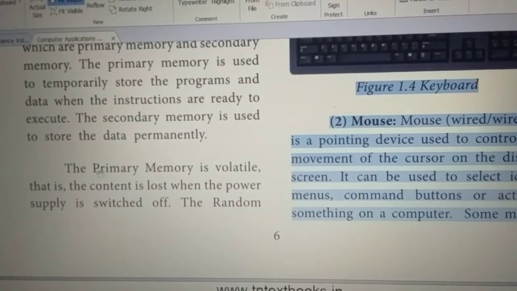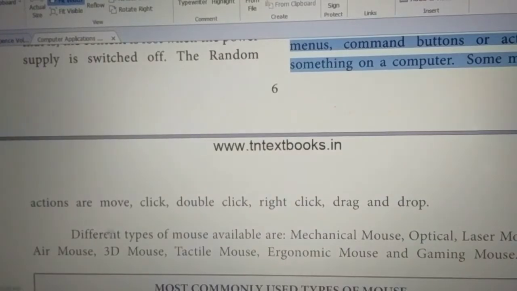Then another one, the mouse. This is also an input device, both wired and wireless. It is a pointing device used to control the movement of the cursor on the display screen. It can be used to select icons, menus and command buttons, or to activate things on a computer. Mouse actions are move, click, double click, right click, and drag and drop.